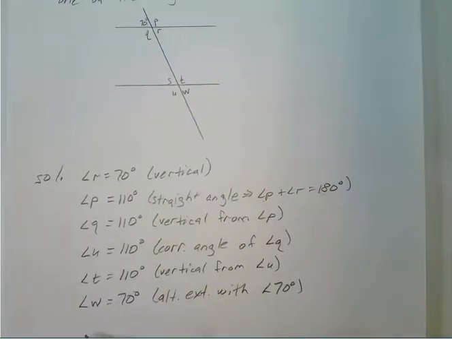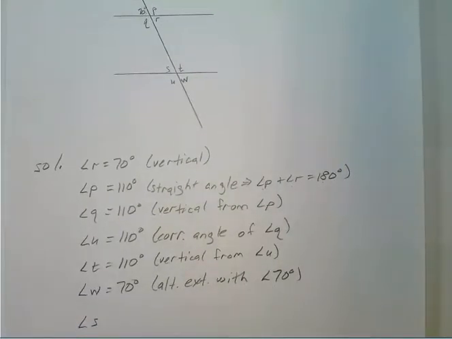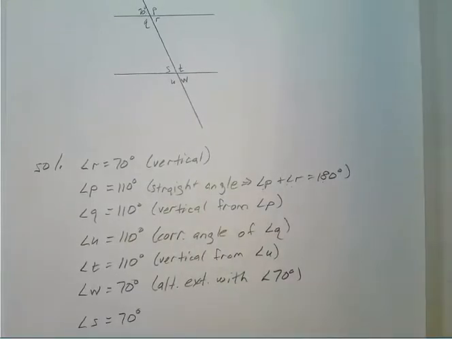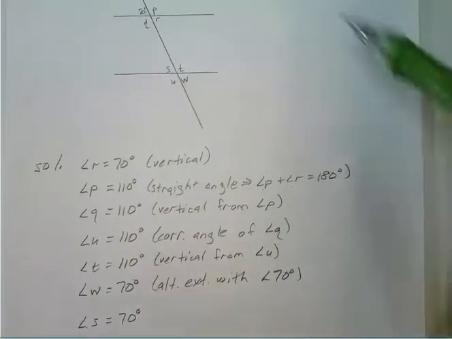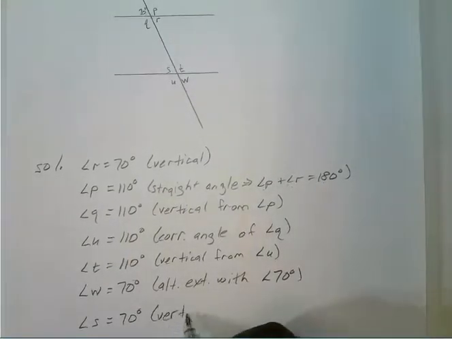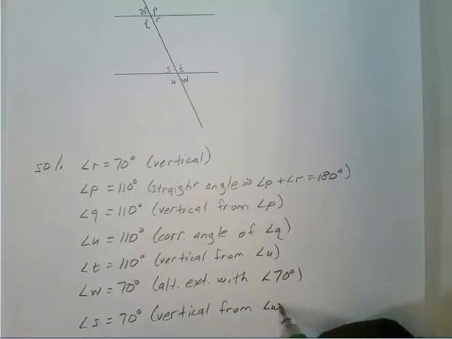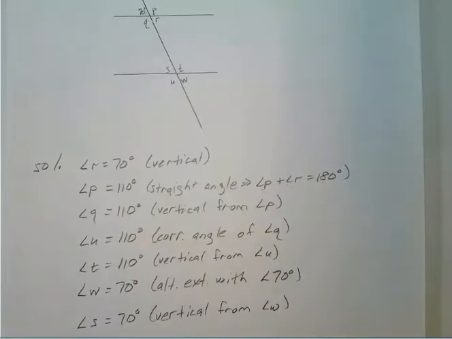All right, so what about angle S? I think that's the only one we have left. Okay, angle S, well, we know that's 70 degrees also. How do we know? Well, it's vertical from angle W. We already know that one. All right. So, if you are still writing, feel free to press pause, but we're going to go ahead and move on to our next example.